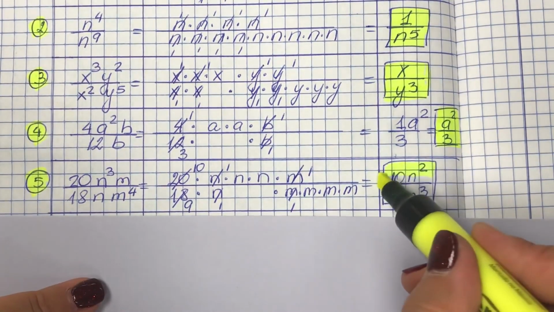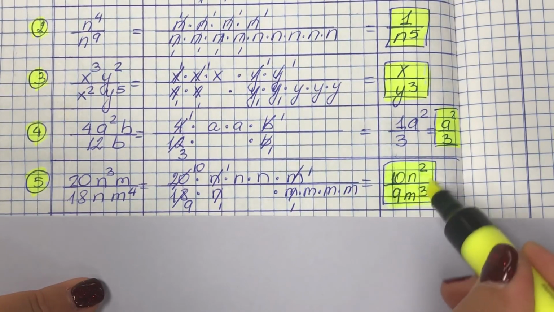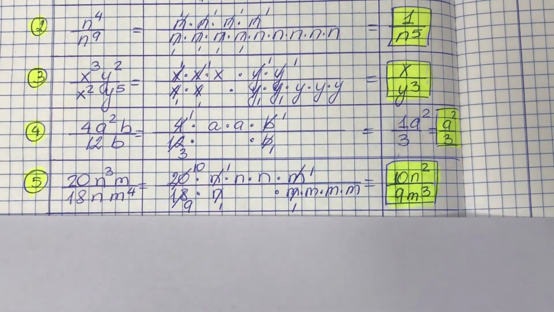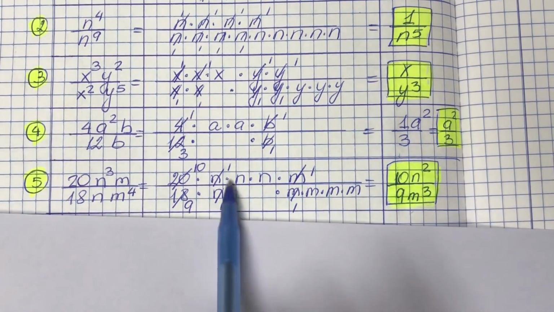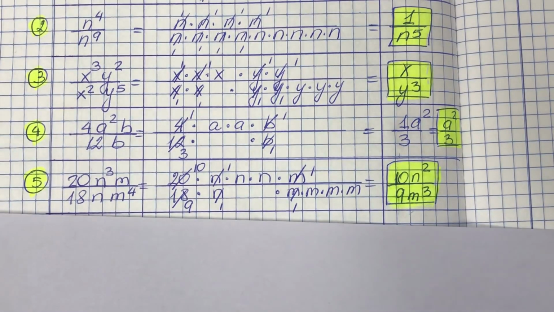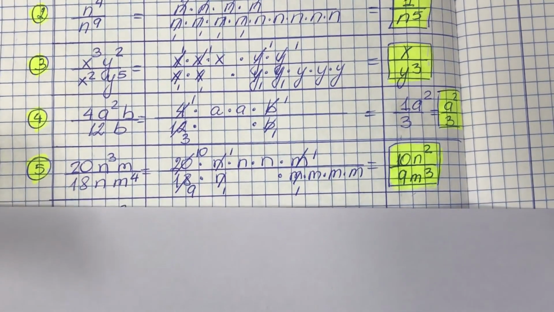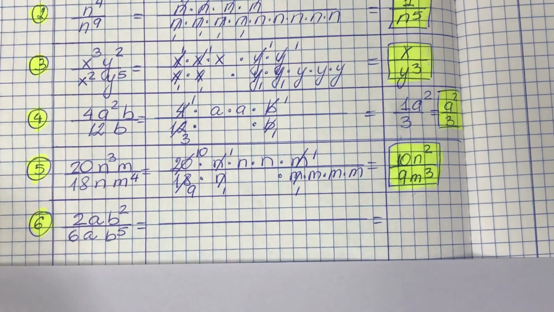In the final answer, you need to have just the n variable and the m variable, so you can't have an n again on the numerator and denominator, because they have to simplify in the process of finding the common factors. One more example.